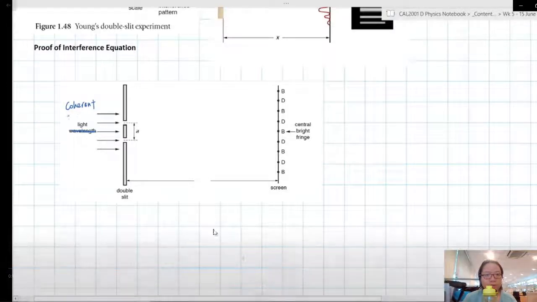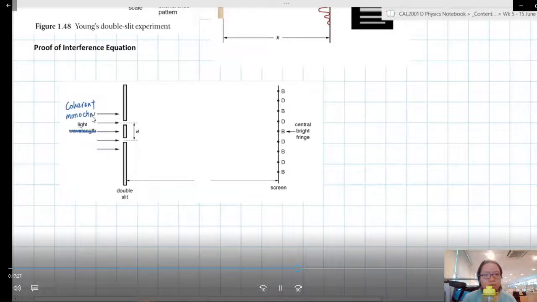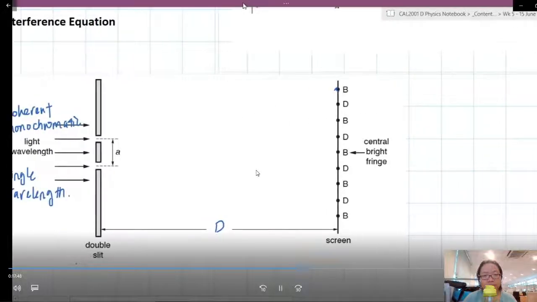drawn in this way, and we are going to allow coherent monochromatic light. Monochromatic here means you have a single value of wavelength, or one color. And let's say we place a screen at a distance d behind the slit, okay?